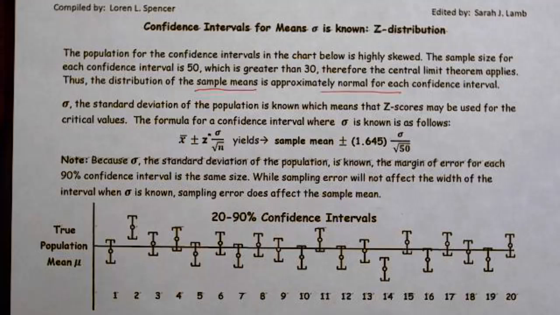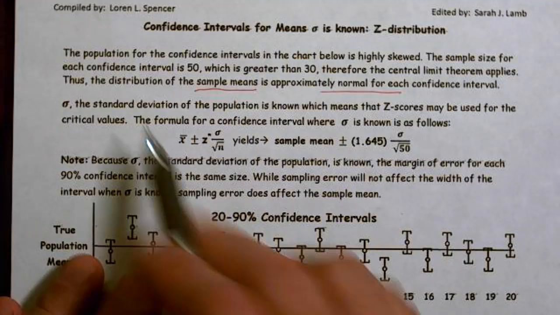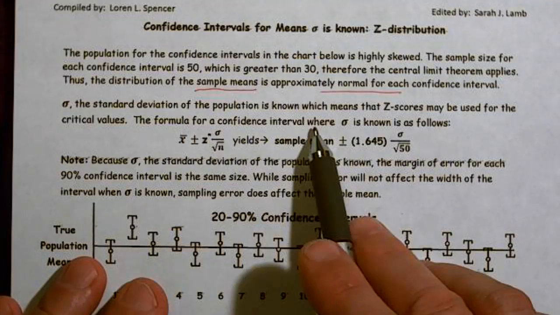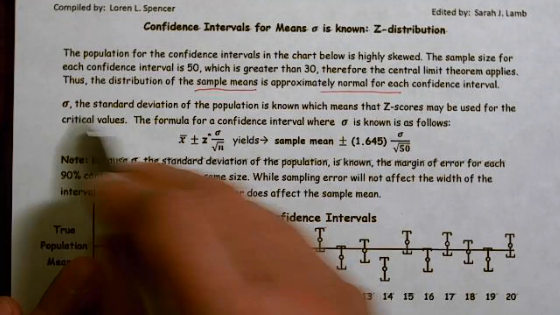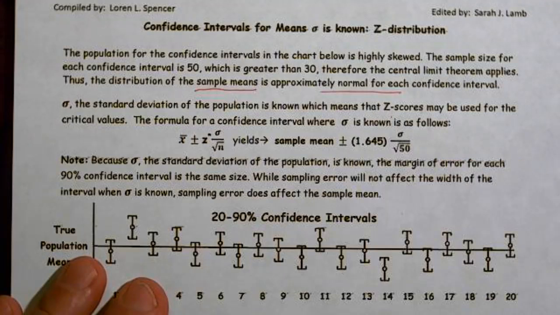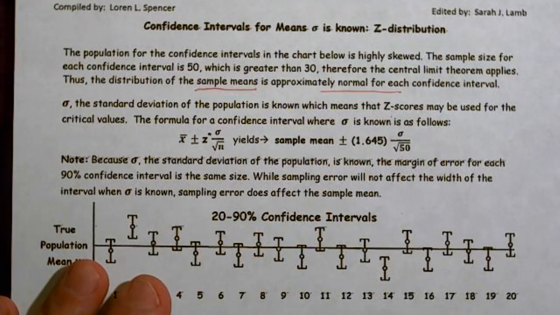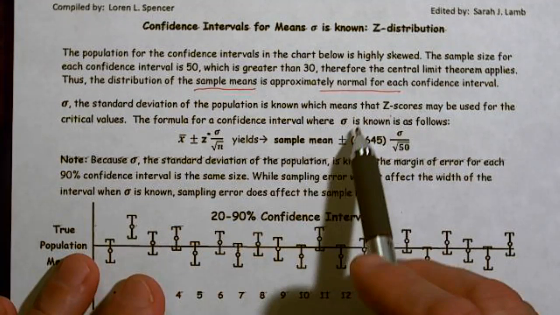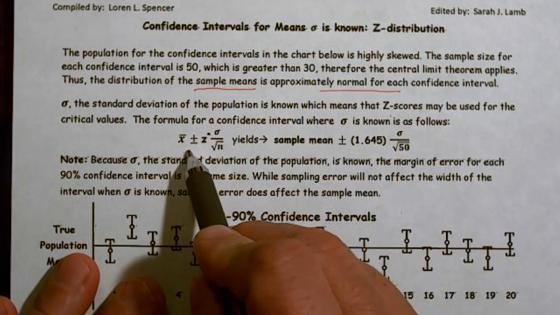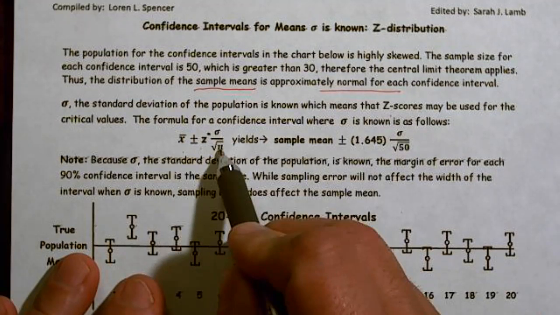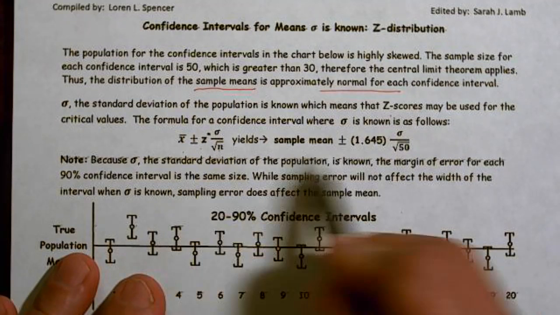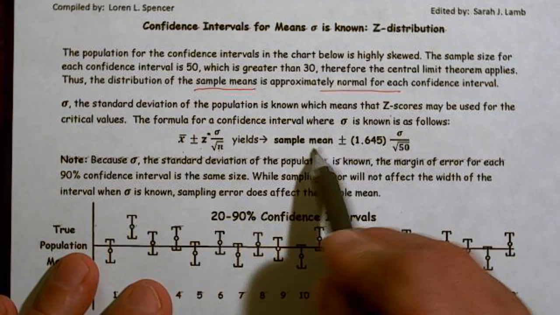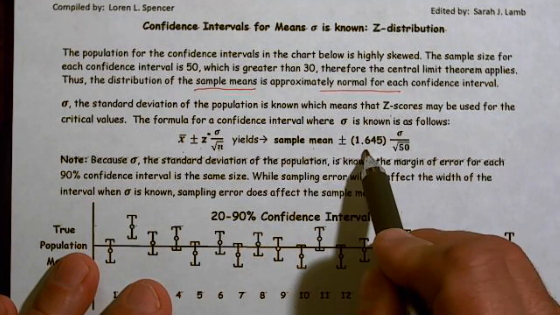We could also proceed with the t-distribution. This time we're told the standard deviation of the population is known, which means we can use z-scores, we can use the normal. And the formula for the confidence interval where sigma is known is as follows: x bar plus or minus z star times the standard deviation divided by the square root of n. Well, we have some sample mean, plus or minus, we'll get to what our z star is.